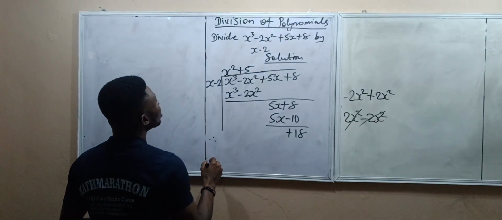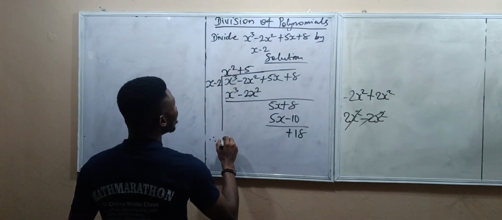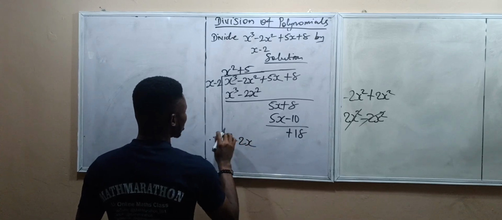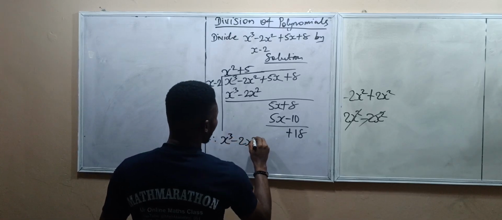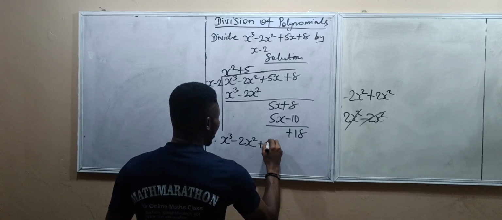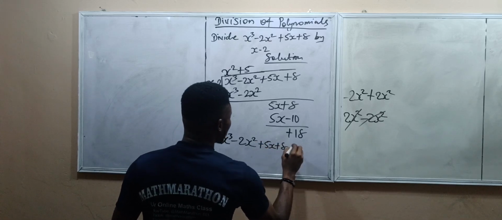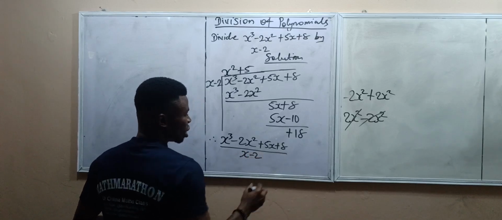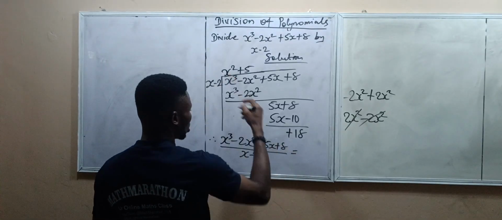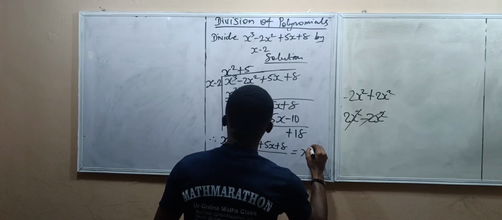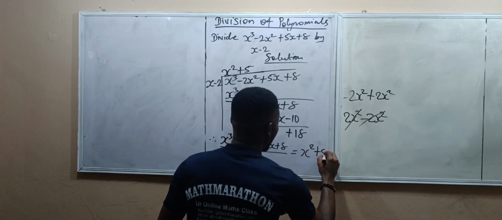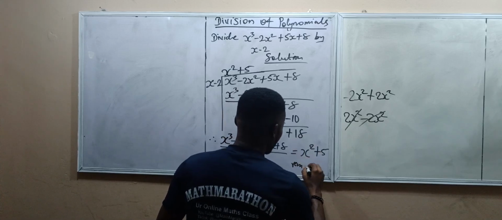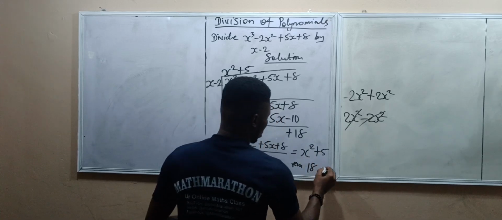Therefore, if x cubed minus 2x squared plus 5x plus 8 is divided by x minus 2, it will give us x squared plus 5, then remainder 18.